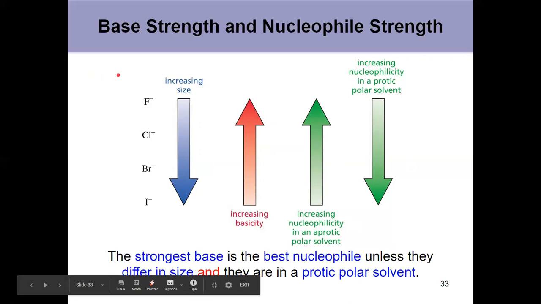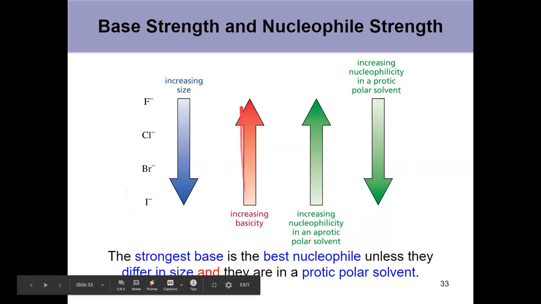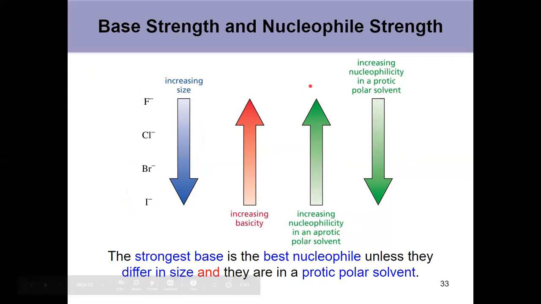So looking at our halides specifically, as we go down group 17, we're increasing in size, but they're getting to be worse and worse bases. They're weak bases down here at the bottom, which is why basicity goes up the other way. So if you're in an aprotic polar solvent, the smaller things are the best bases. But if you're in a polar protic solvent, like water or ammonia, the larger ones are the best nucleophiles.